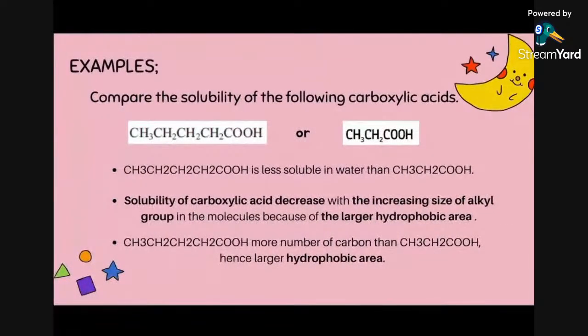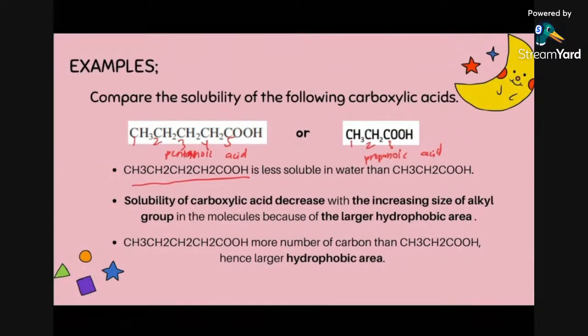Compare the solubility of the following carboxylic acid. Okay, ni ada 1, 2, 3, 4, 5. So dia pentanoic acid. Okay, ni ada 1, 2, 3. So dia propanoic acid. Okay, pentanoic acid is less soluble in water than propanoic acid. Solubility of carboxylic acid decrease with the increasing size of alkyl group.